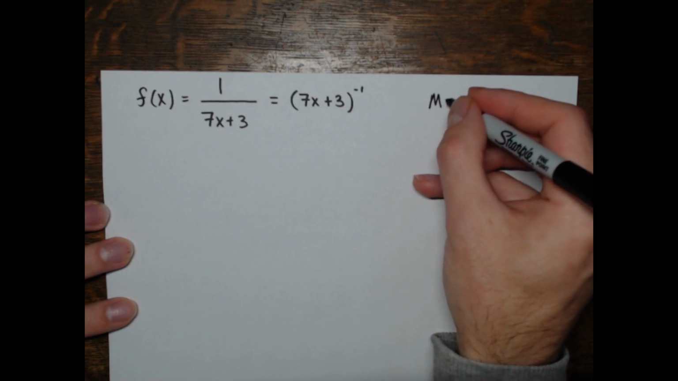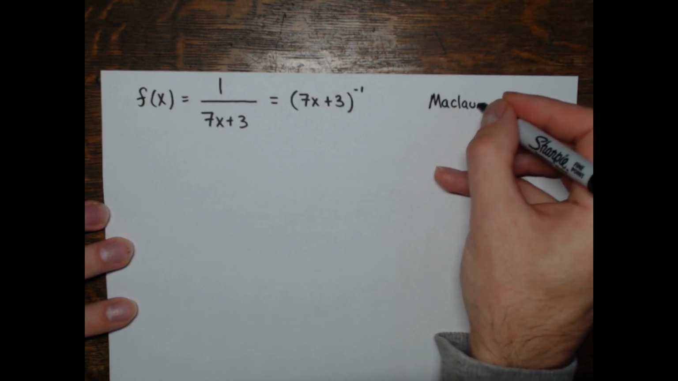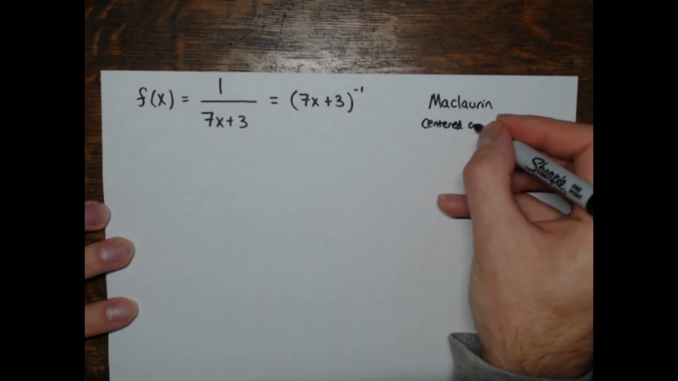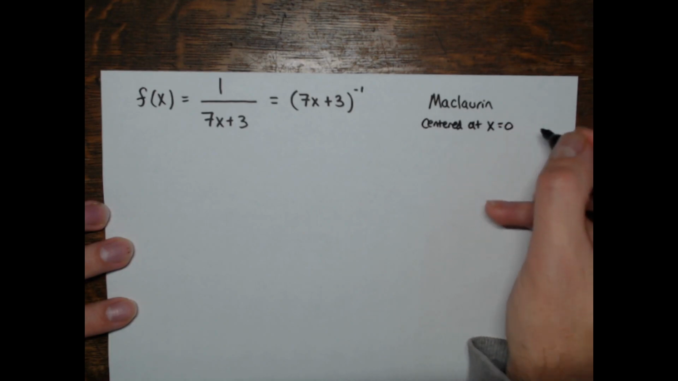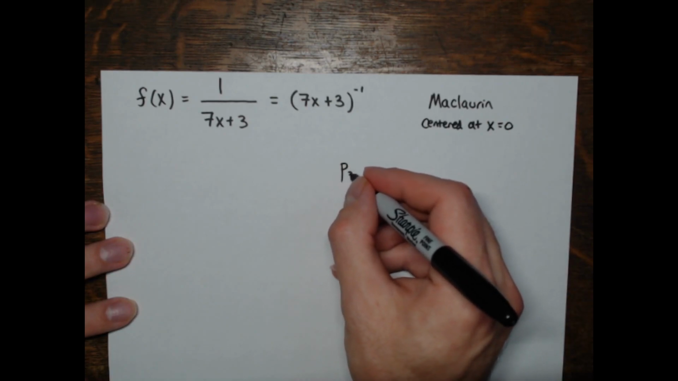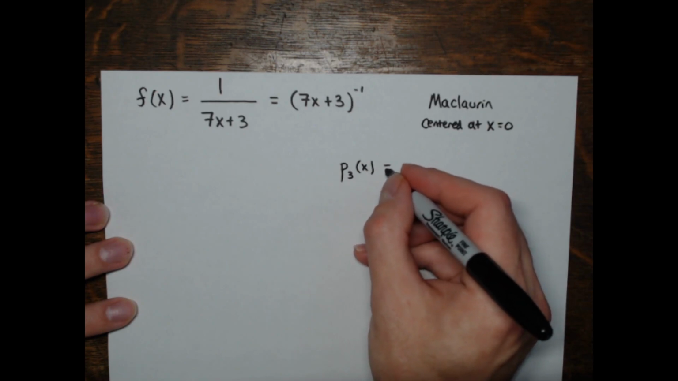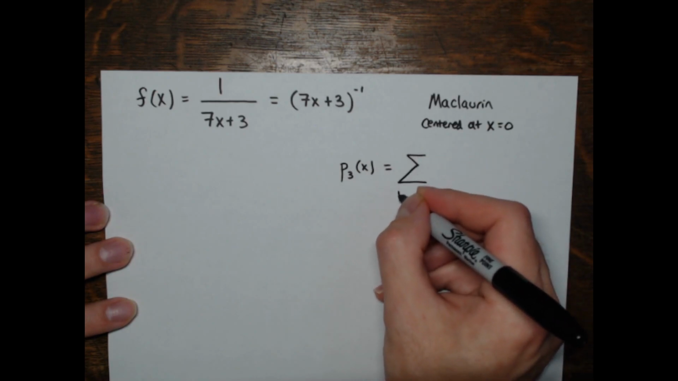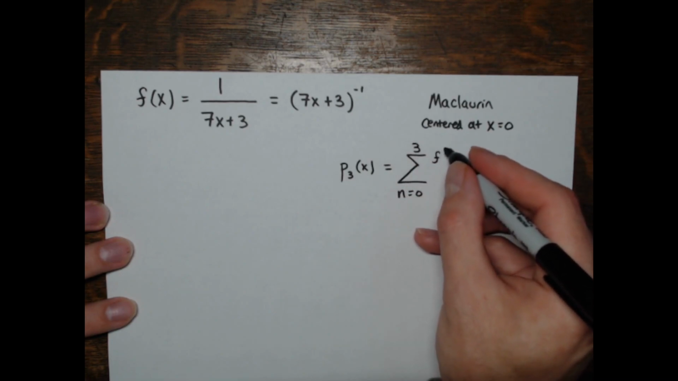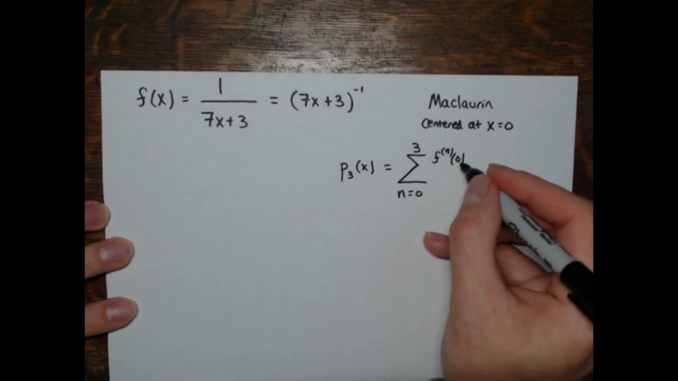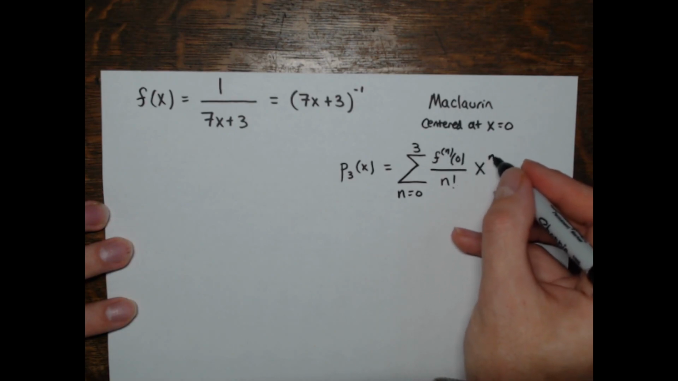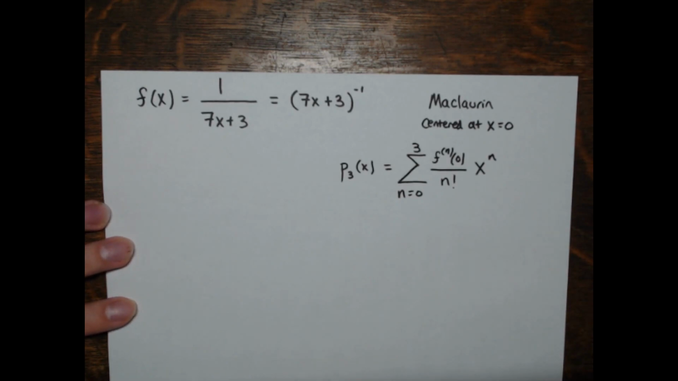And they want a Maclaurin. Again, Maclaurin means centered at 0. It's a Taylor series centered at 0. And they want the third one. So the third Maclaurin polynomial would be this sum from n equals 0 to 3 of the nth derivative at 0, divided by n factorial, times x minus 0 to the nth, powers of x.